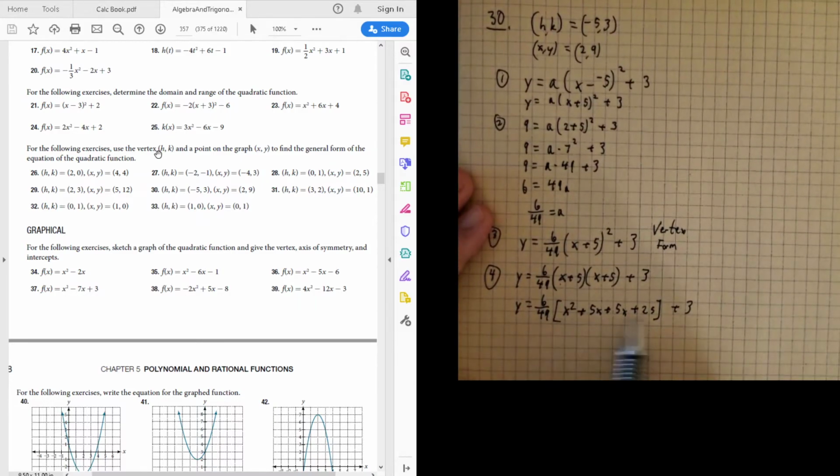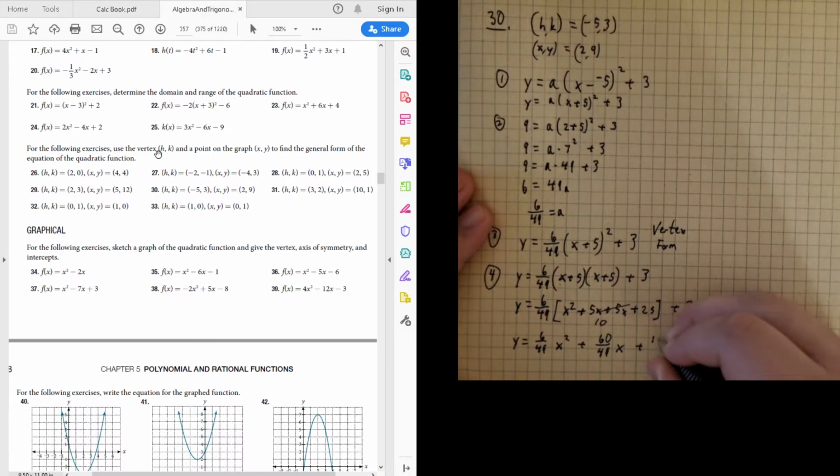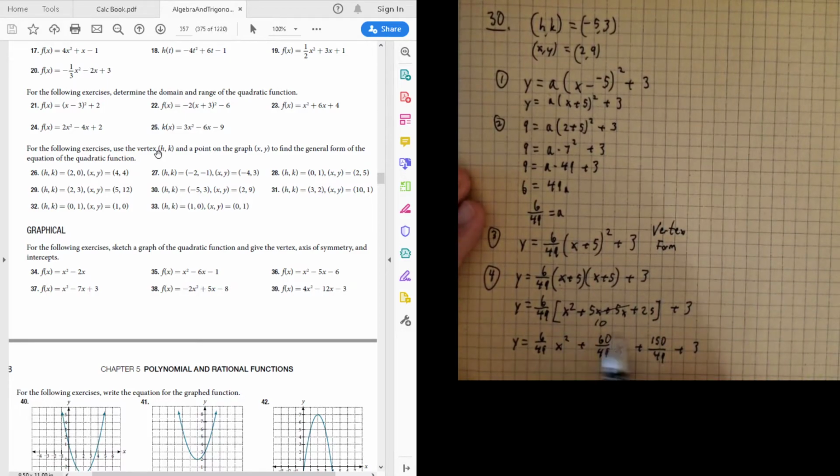I can now distribute the 6 over 49. When I distribute the 6 over 49, I get y equals 6 over 49 x squared. These two make 10. And so 10 times 6 over 49 would become 60 over 49 x. Ooh, fun one. 25 times 6 over 49. So 25 times 6 is 150 over 49 plus 3. The 3 doesn't get multiplied because it's outside the parentheses.